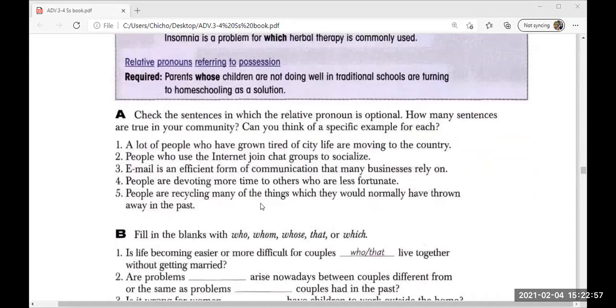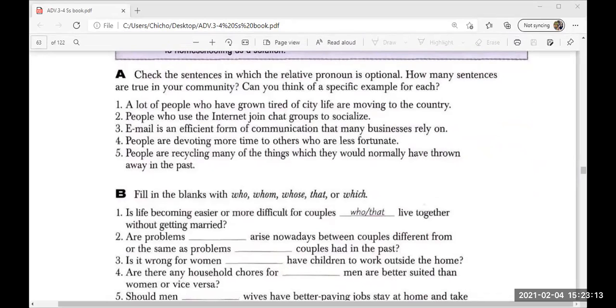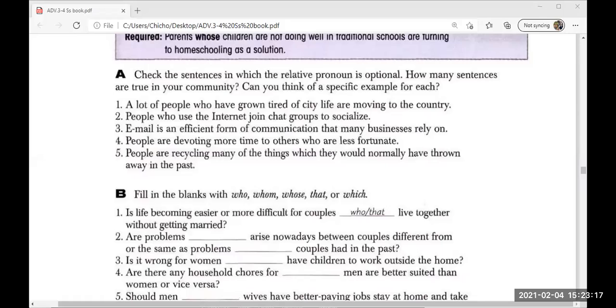So here we have some sentences. I want you to read them, and I want you to tell me if the relative pronoun here is required or not required, okay? Or is optional. So I'm going to give you some minutes, read the sentences carefully, and tell me if the relative pronoun is required or optional.